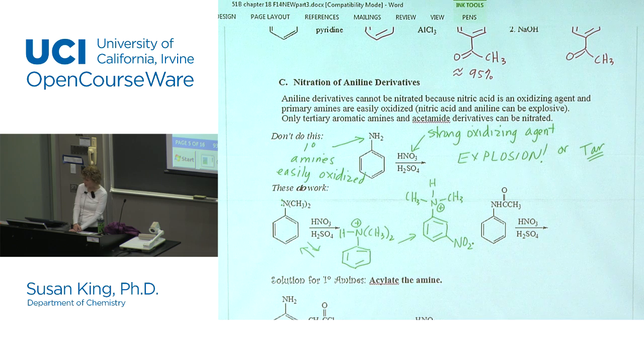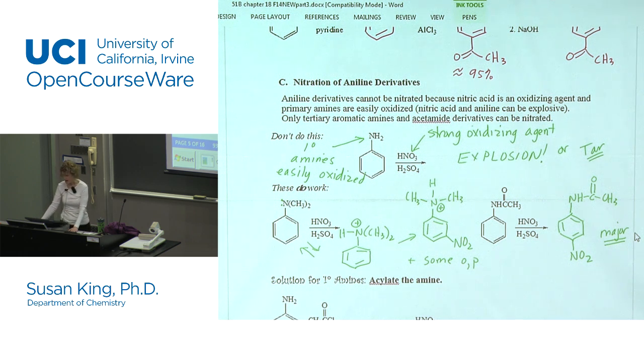All right, so that will work. It will not give you exactly what you want because you're going to get some ortho and para. But if you have the acetanilide, it nitrates very nicely. Okay, so I know this works because we do this in my majors honors lab. And you get about 95% nitro in the para position. That's your major product.